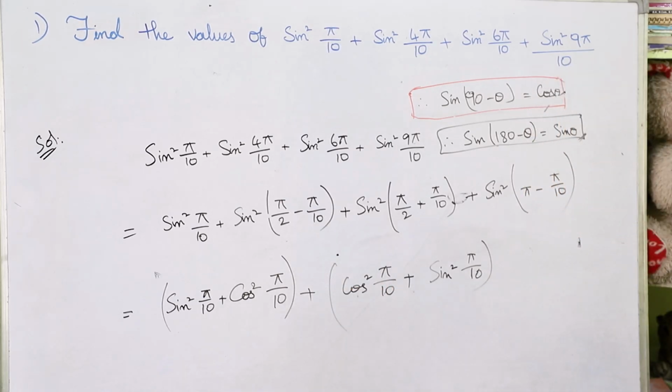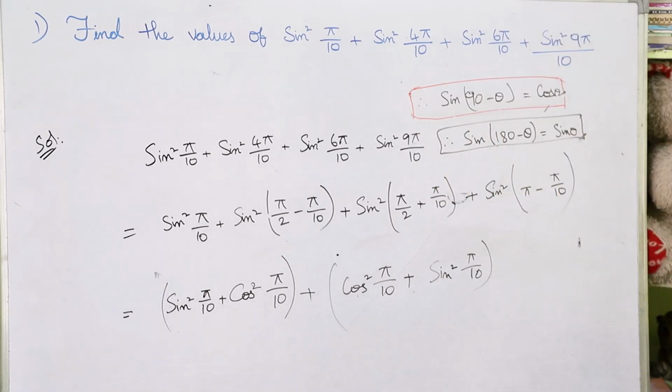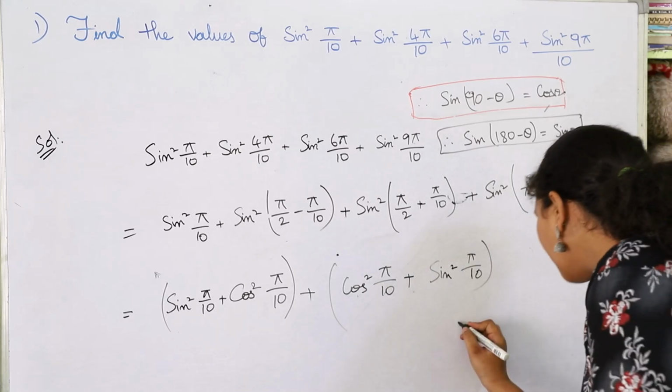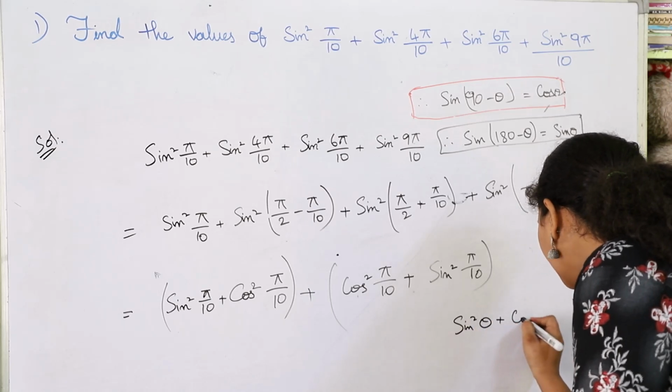Now guys, what you do is you have another trigonometric identity, that is sin square theta plus cos square theta equal to what?